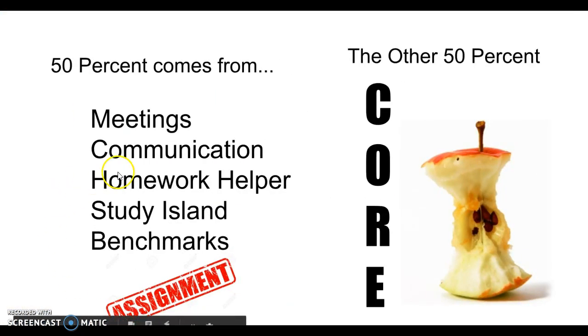Here's how I do it. I break it really into two halves. On my first half, I put my meetings, communications, homework helper, Study Island, and benchmarks. My meetings I do every 2 weeks, and I give them credit for it. If they don't show up, they don't get credit for it. It's almost 10% of the grade.